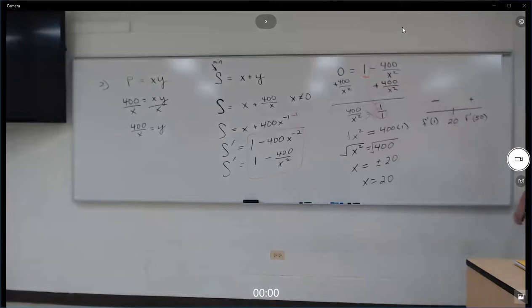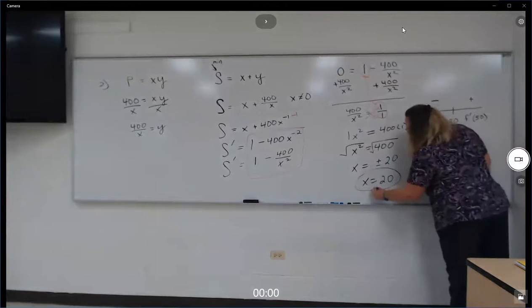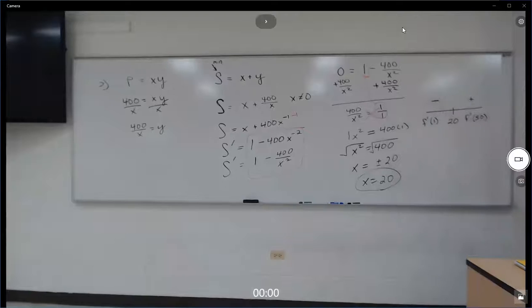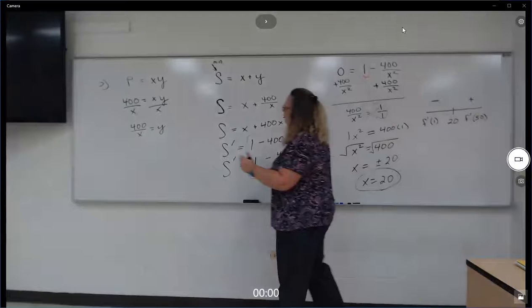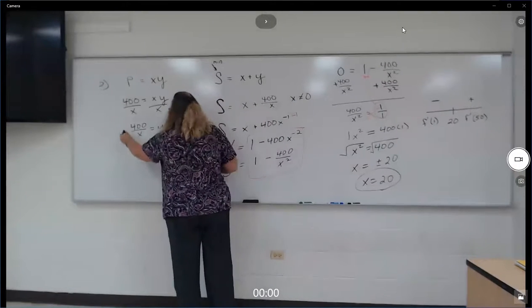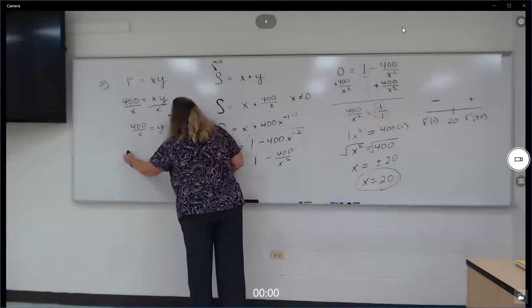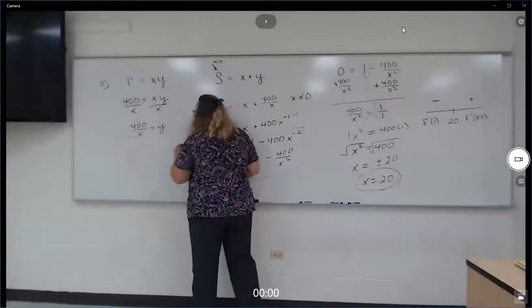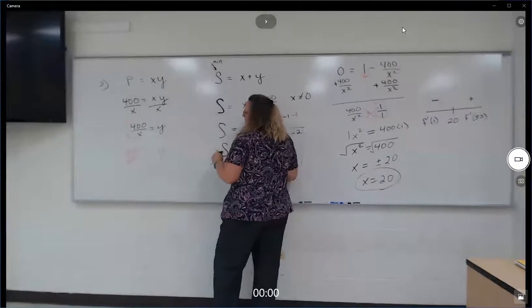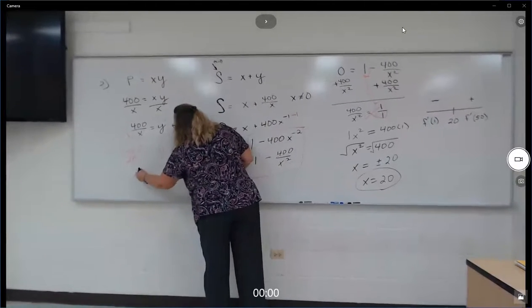Okay, so answer is 20, and then it does say two numbers, so I have to go find the other one. I could go right back to here. Rewrite that 400 divided by 20 gives me y. And that actually happens to be 20 as well.